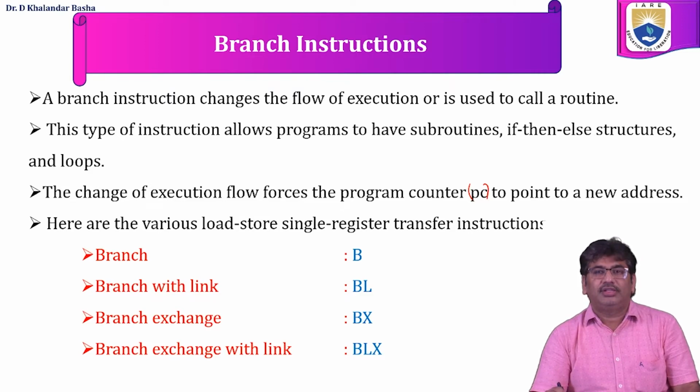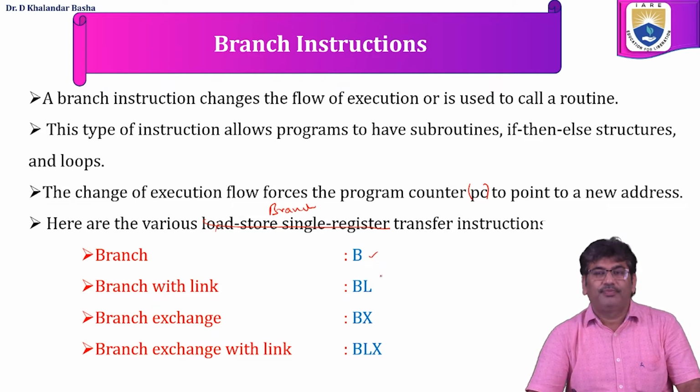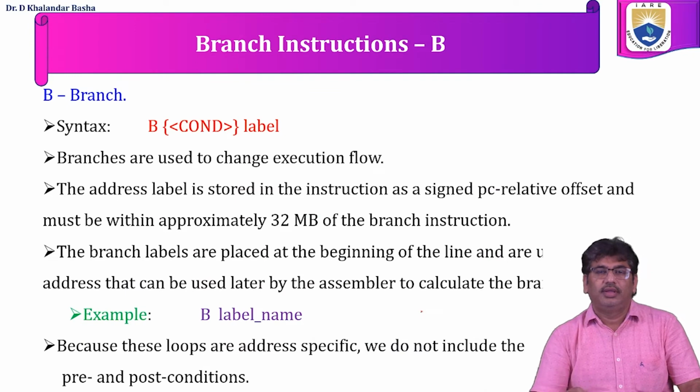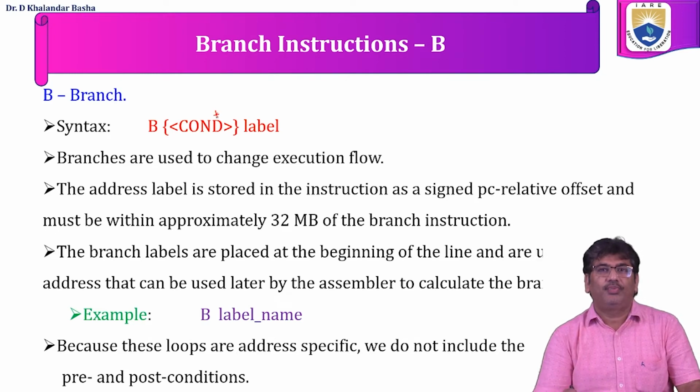Here are the various branch instructions: branch B, branch with link BL, branch exchange BX, and branch exchange with link BLX. The first instruction, branch: the syntax of the instruction is B, optional condition, followed by label. Branches are used to change the execution flow.